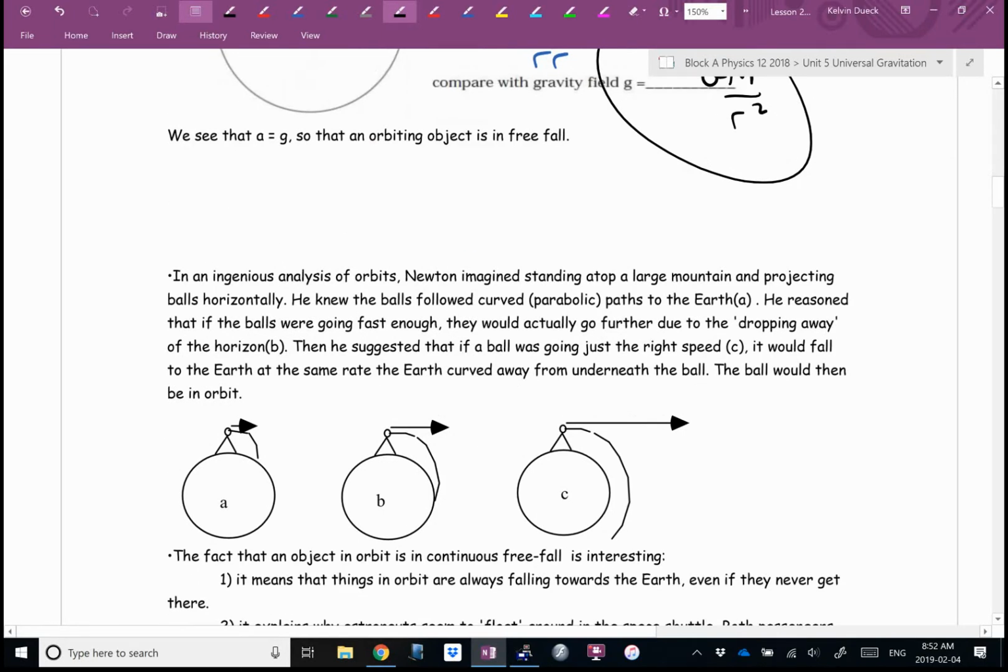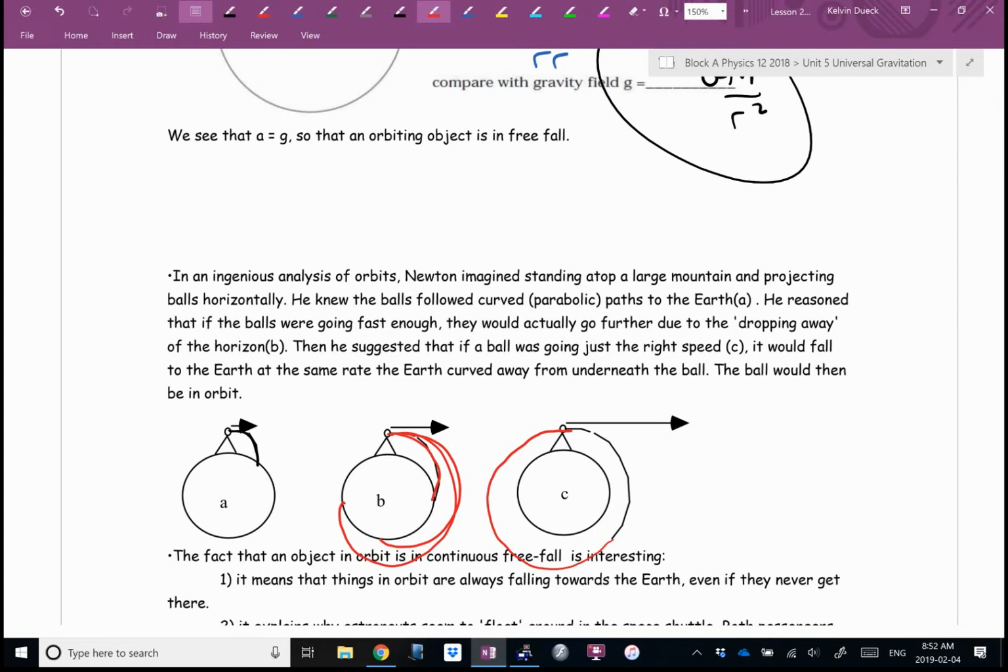So in an ingenious analysis of orbits, Newton imagined standing on top of a large mountain and firing a cannonball horizontally. And so he said, if you put in a certain amount of gunpowder, it would land right there. If you put in more gunpowder, it would land farther away, and farther still. And he said, it seems to me that there is just the right amount of gunpowder that I could put in so that it would just keep going around and around. It would fall, but it would never get closer to the Earth.